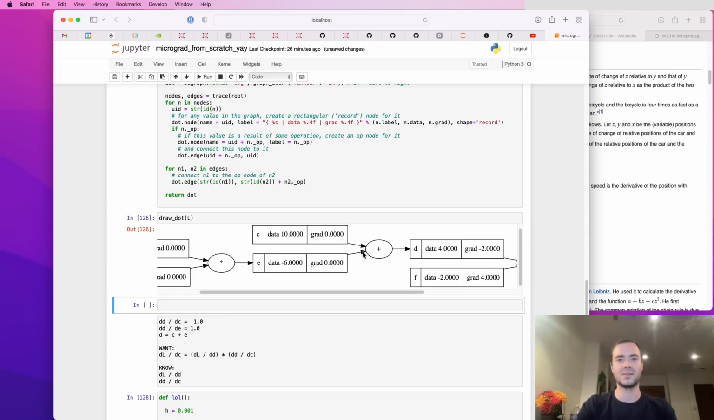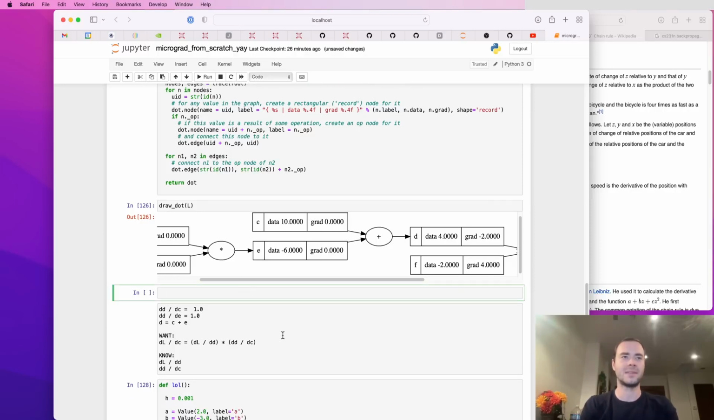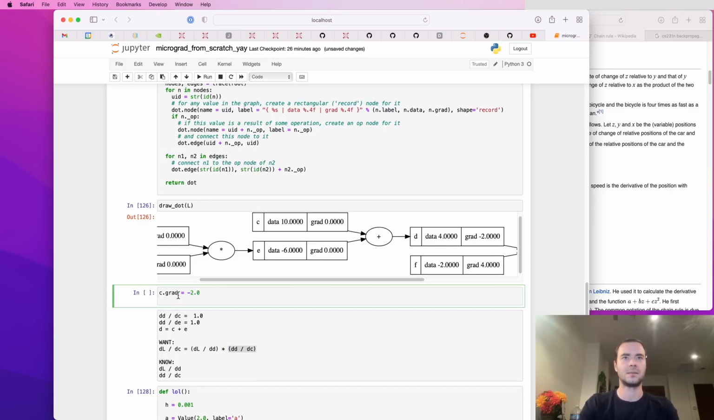So literally what a plus node does, you can look at it that way, is it literally just routes the gradient, because the plus node's local derivatives are just 1. And so in the chain rule, 1 times dl by dd is just dl by dd. And so that derivative just gets routed to both c and to e in this case. So basically, let's start with c, since that's the one we've looked at: c dot grad is negative 2 times 1, negative 2. And in the same way, by symmetry, e dot grad will be negative 2.